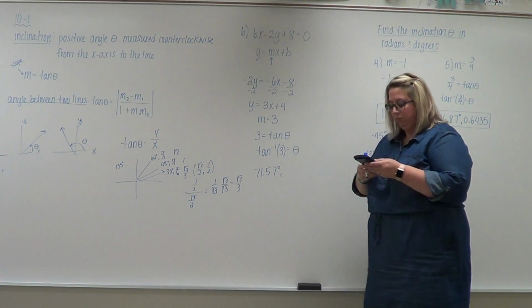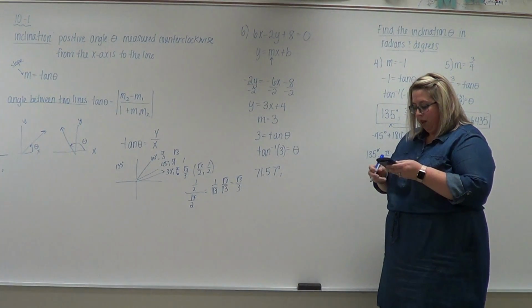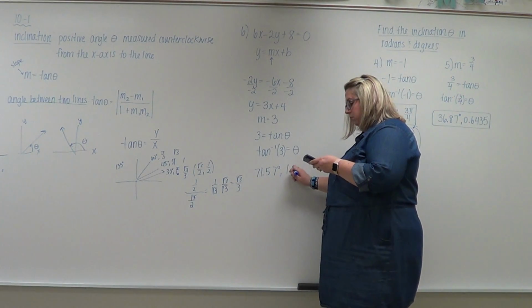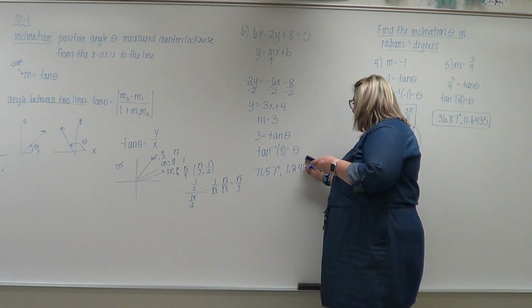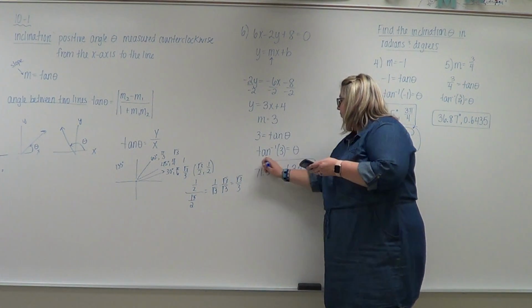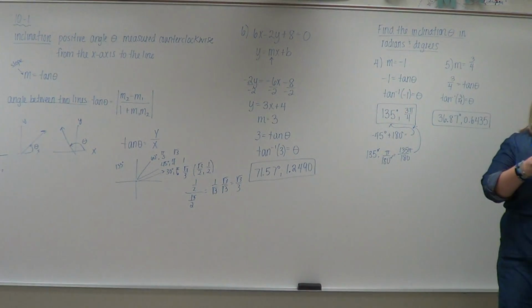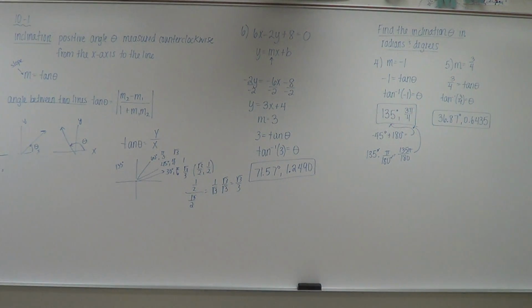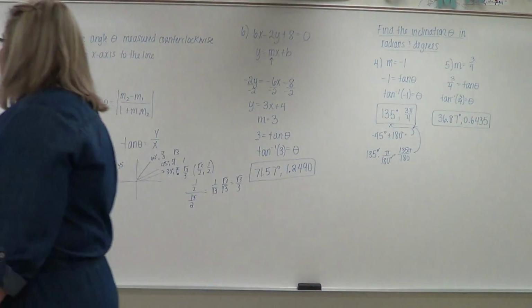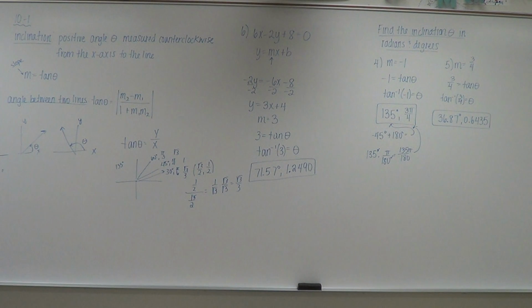Okay. Then you can switch it. Okay, so you get 71.57 degrees, and then 1.2490 radians. Does it matter which one comes first? Nope. I'll know the difference because degrees will have the degree symbol. If you want to put the word radian or RAD after it. Is there some big weird letter R difference?